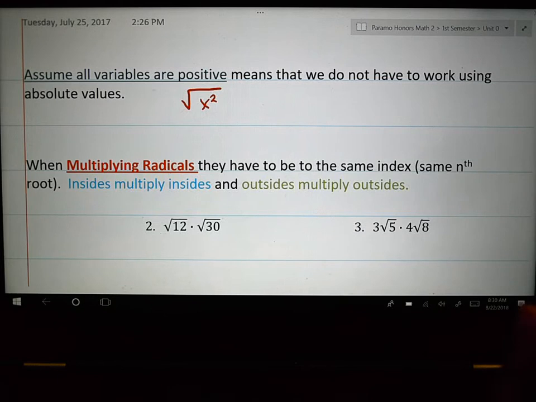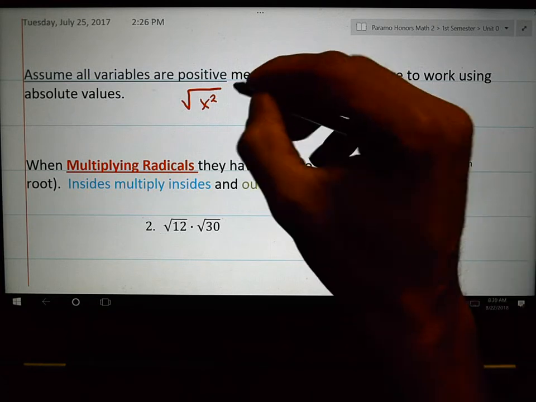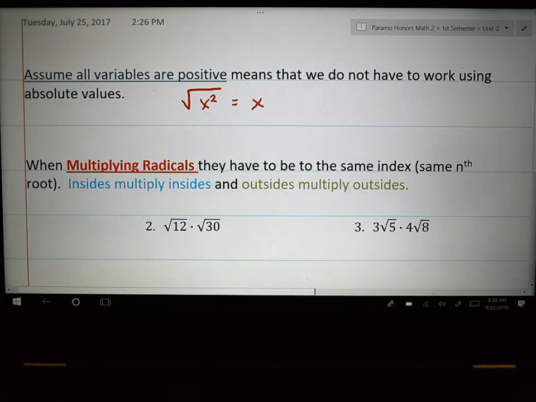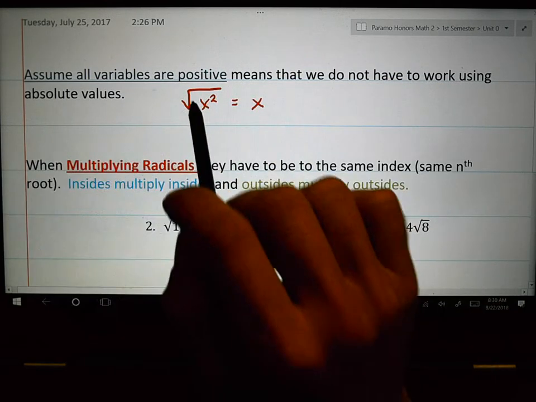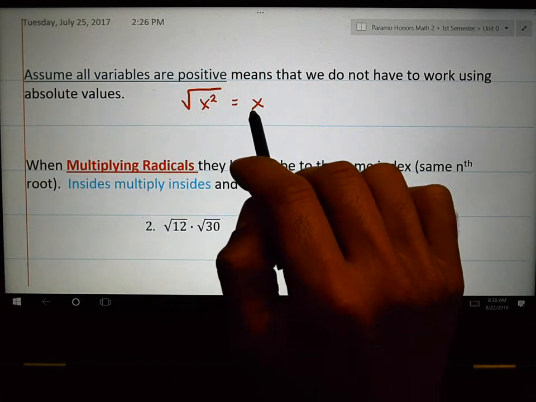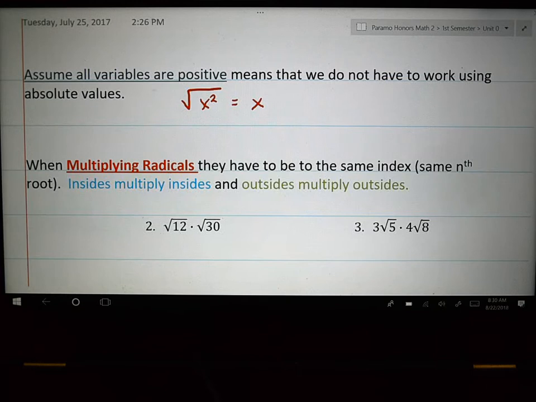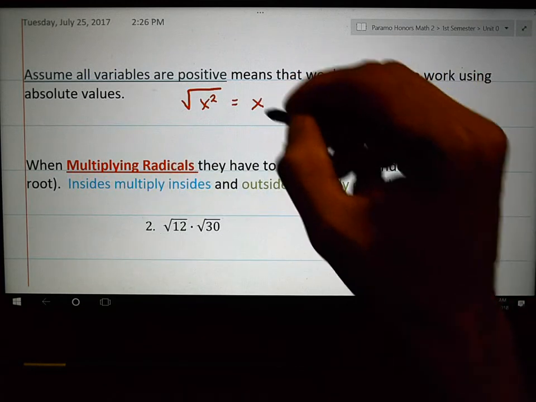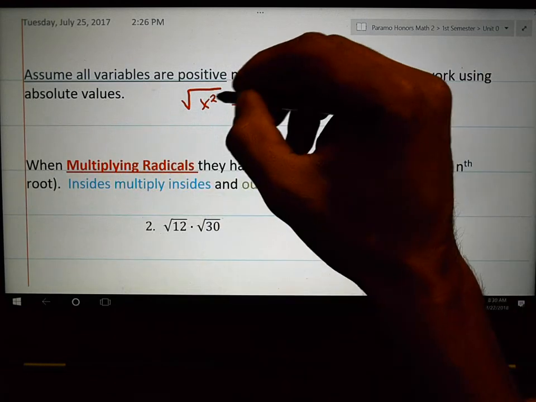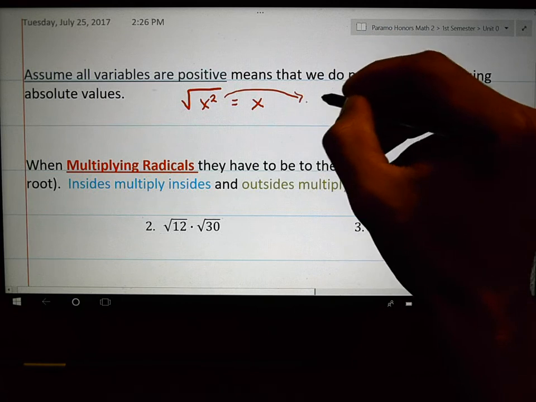What I told you about that yesterday is that you're looking for two things, what could pop out, and most all of you would say that this is equal to x. Okay? If we assume that all variables are positive, this answer is correct. If you do not assume that all variables are positive, this answer is incorrect. If you don't assume this, the correct answer is actually this.